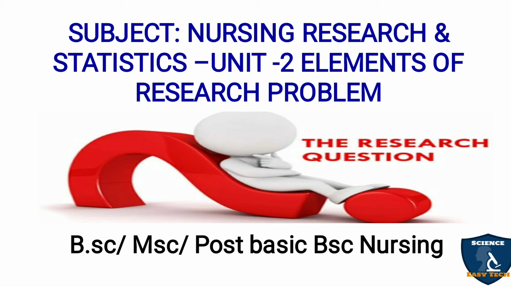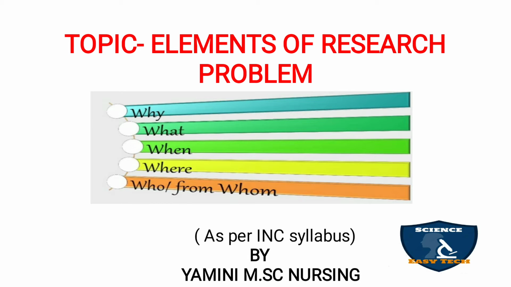In this video, we are going to discuss the elements of research problem. So there are 5 elements, that is 5 W's: why, what, when, where, who, or from whom. So this only we are going to discuss in this video.